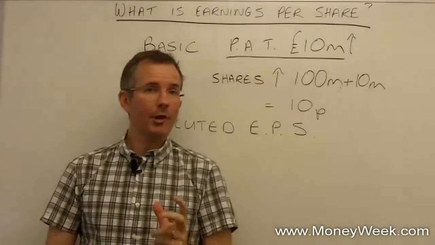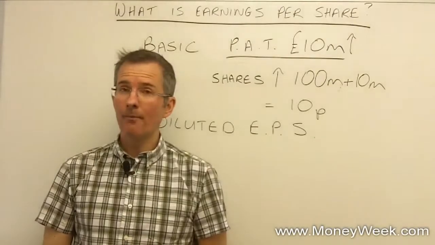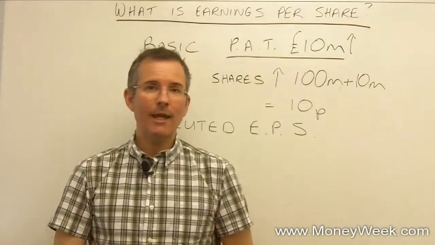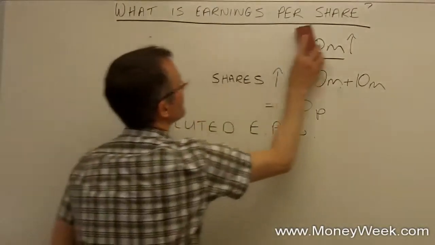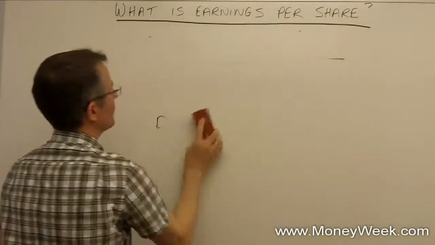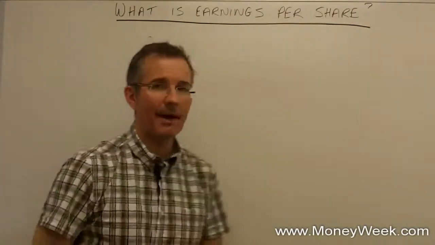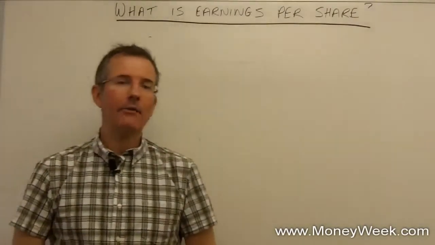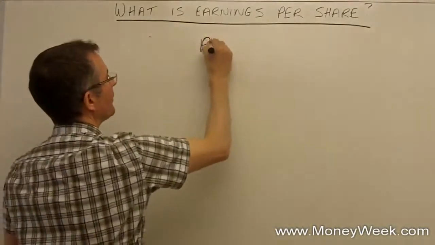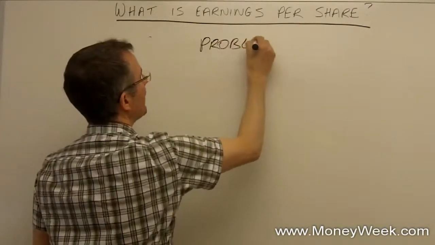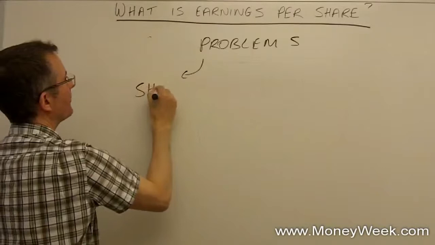It's the basis for the price-earnings ratio. But is it flawless? No. There are at least a couple of problems with earnings per share, and it's worth being aware of what they are. One of them was flagged recently by fund manager Terry Smith. He's unhappy with earnings per share in one respect. So let's have a look at some issues here. So problems with the earnings per share calculation. One of them, share buybacks.